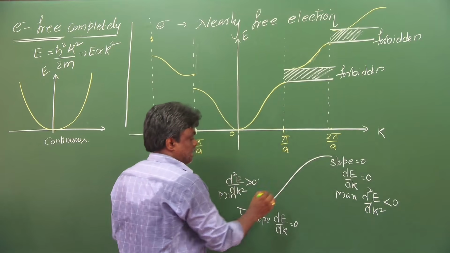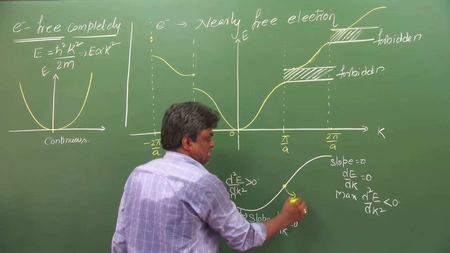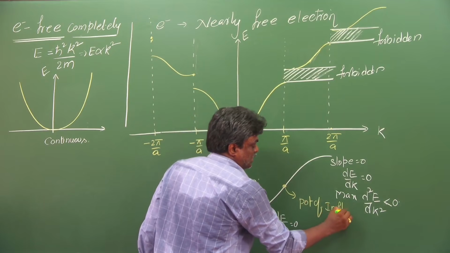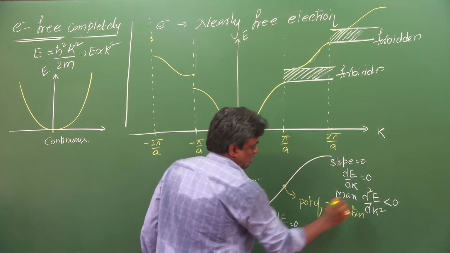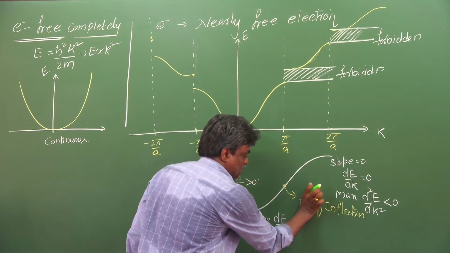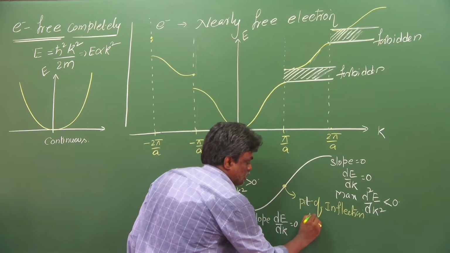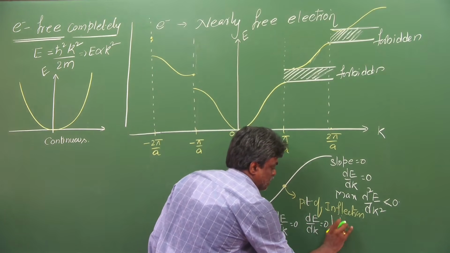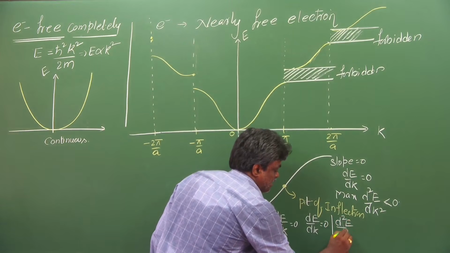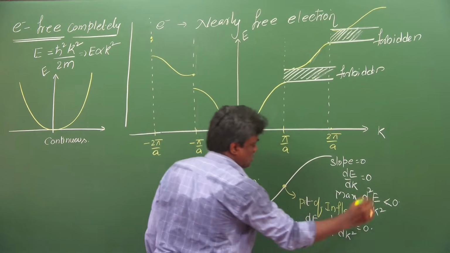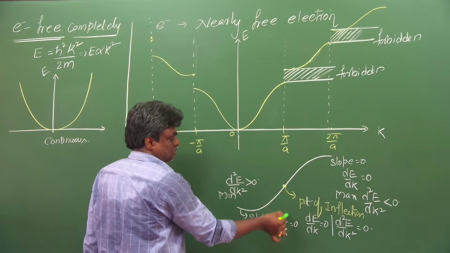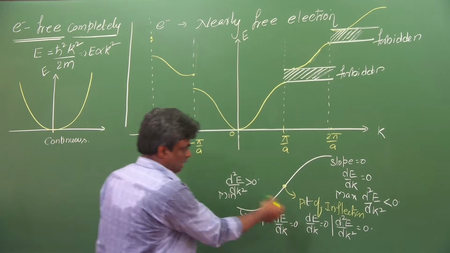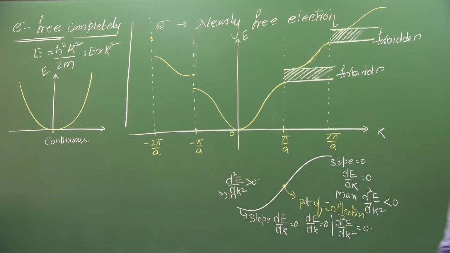Don't forget. And somewhere in the middle there exists a point of inflection. I explained all these things. Point of inflection: here also dE by dk is 0, but d square E by dk square equals 0. This is very crucial. And again we will discuss that graph, that curve tomorrow.